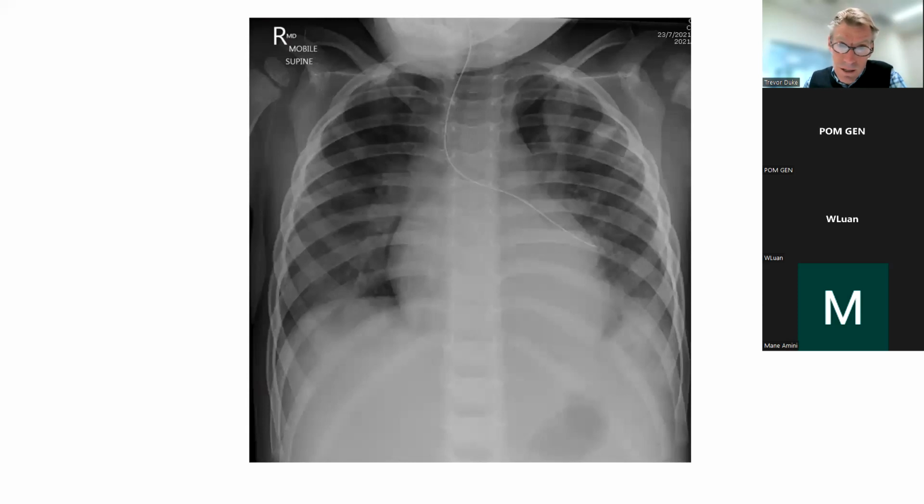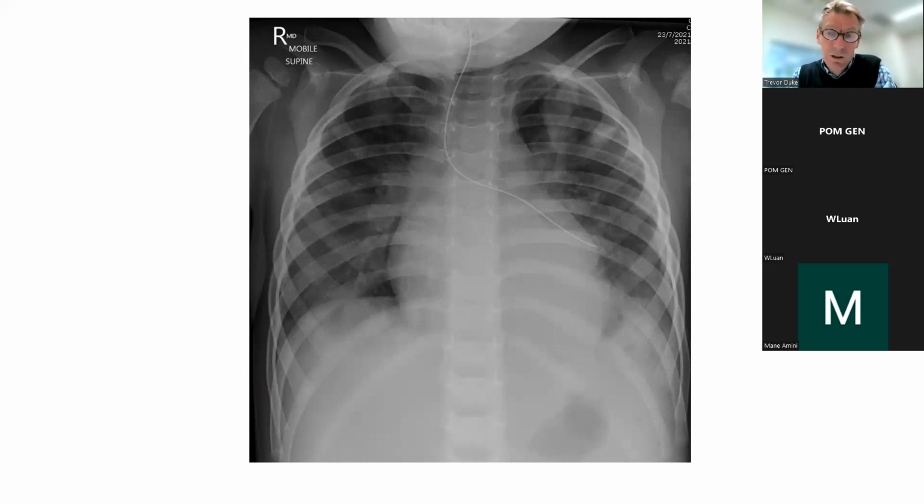Okay. So sometimes when you put in a nasogastric tube, this could happen. What's happened here? It's not gone down to the stomach in the abdomen. It's gone probably into the left lung. Yes, it's gone into the left main bronchus, hasn't it? It's gone to the left lung. A very dangerous thing to do.